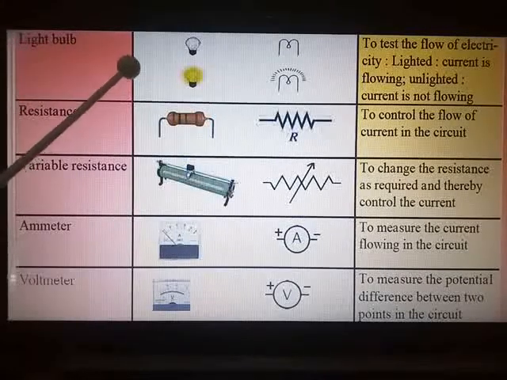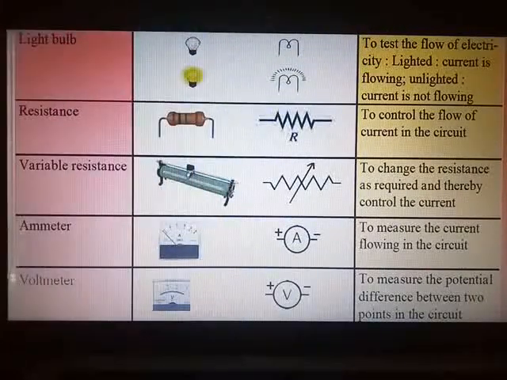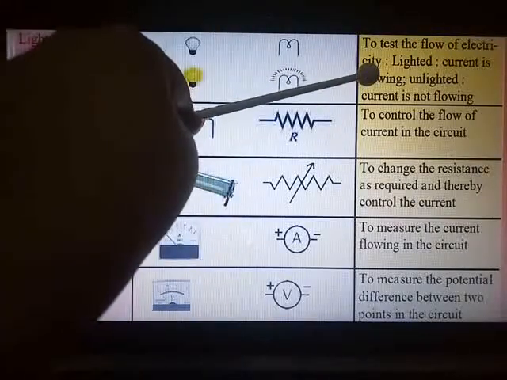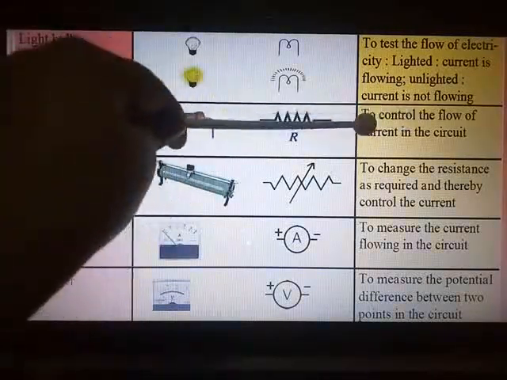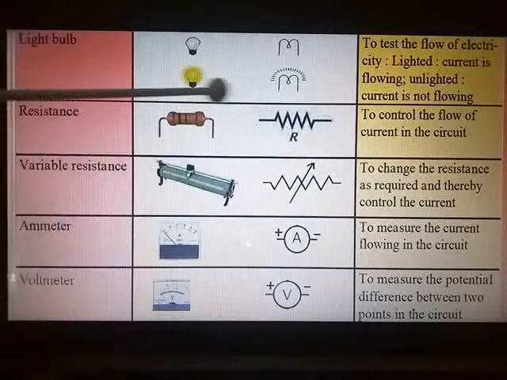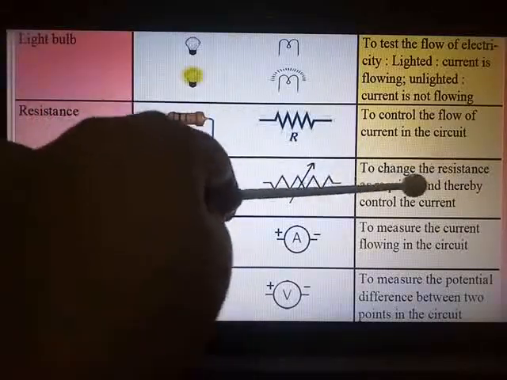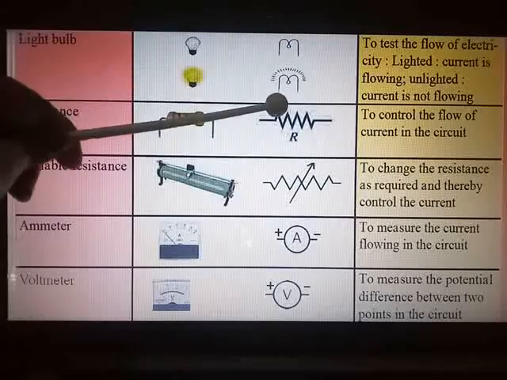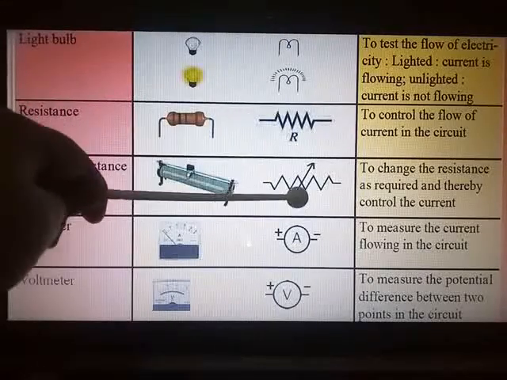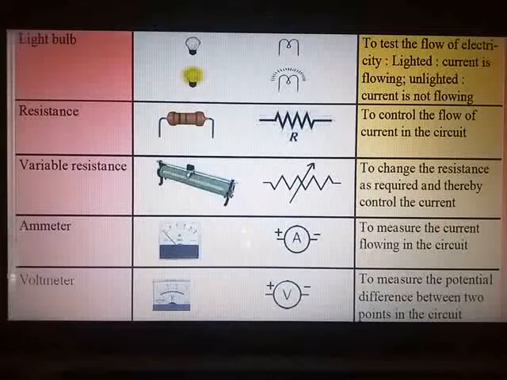Light bulb to test the flow of electricity. If the bulb glows, if it is lighted, then the current is flowing. If the bulb doesn't glow, then it is not flowing. Resistance to control the flow of current in the circuit. Variable resistance to change the resistance as required and thereby control the current. You can see the same symbol here, only with one small slanted arrow.